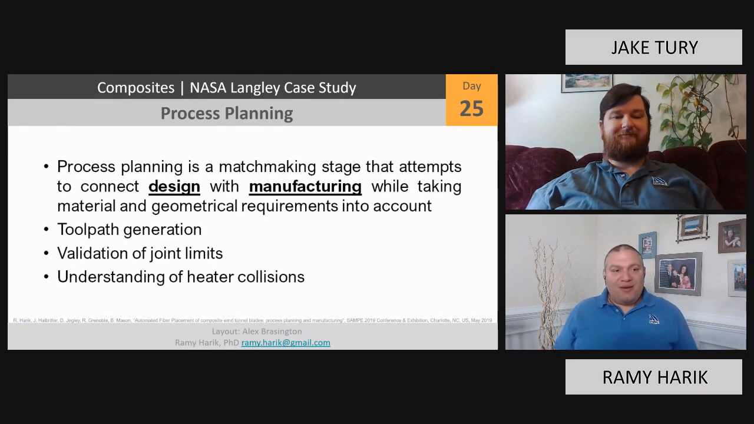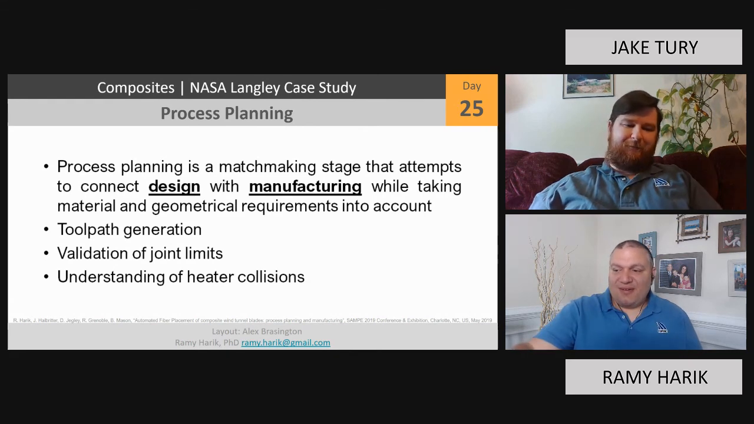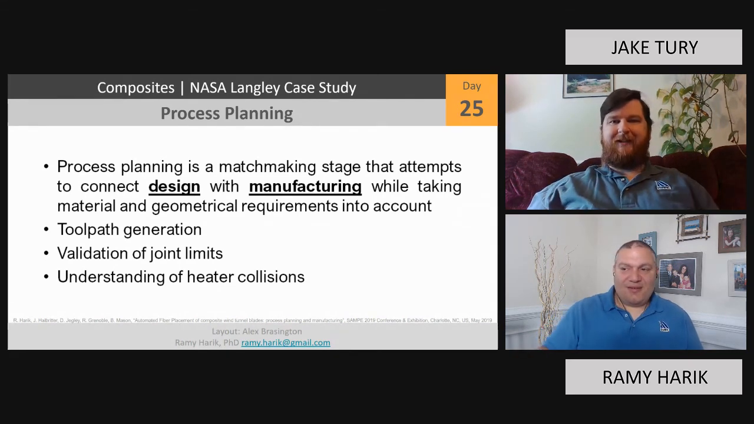And this includes so many things like the toolpath generation, the validation of joint limits, and the understanding of heater collisions. I know that this is very frustrating. When you create a code, you think, hey, it's the most beautiful thing, and then you go to the machine and you discover that a joint can't do that. And we do have a lot of those, right? Exactly. Usually the simulation is pretty good about warning us. On occasion, we have had things simulate, then went to the actual program and got an error.